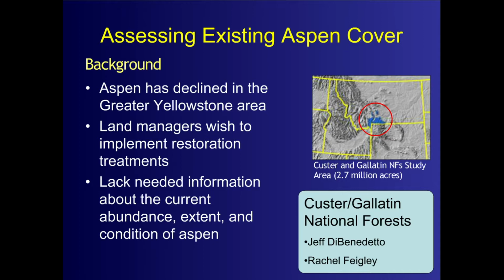Since then, the forests were able to come up with some additional funding and have asked us to extend this to the entire Gallatin Forest and the Beartooth Ranger District of the Custer National Forest. It's about 2.7 million acres we're going to be doing this over. So they felt like they didn't have the information they needed on the location and extent of the aspen in order to make management decisions, and that was the rationale for this project.